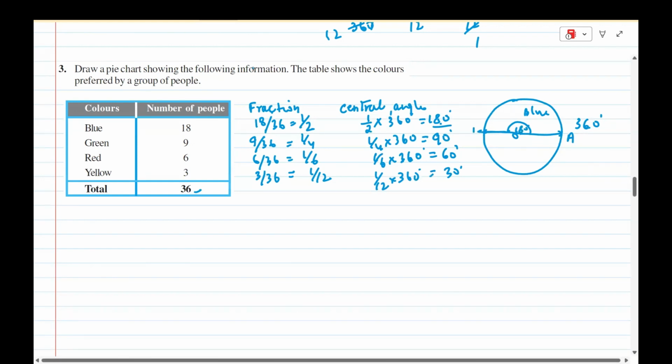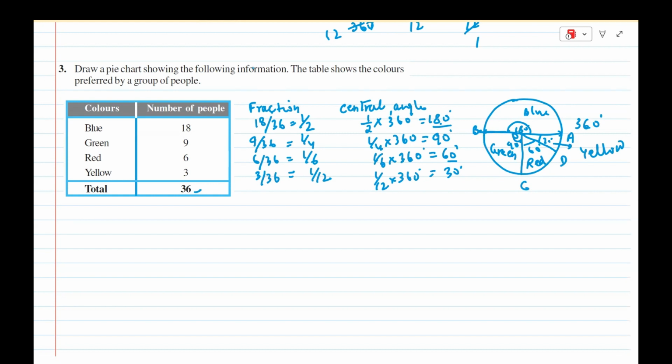And then from here, suppose this is OB. From OB, I need to mark green, which is 90 degree. So 90 degree is this. Suppose OC is the line, angle BOC is 90 degree, and it represents green. And then next one is red, which is 60 degree from here. So suppose this is 60 degree, I'll mark as D. This is 60 degree and it is red. And the remaining one is 30 degree, and it is nothing but yellow. So this is the pie chart. If there are some questions out of it, from the pie chart, you can answer.